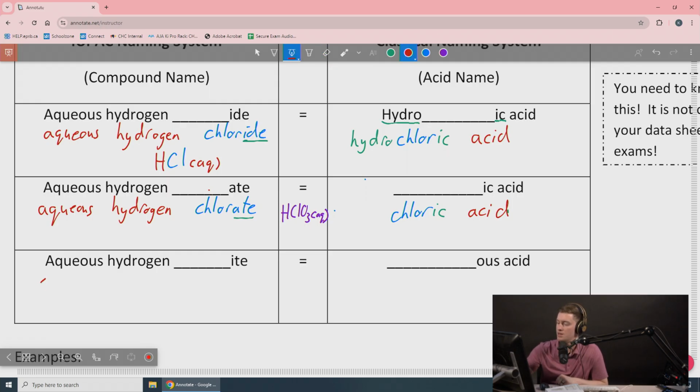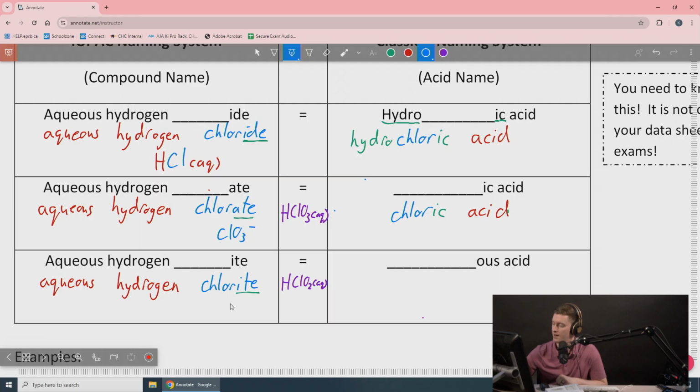Finally, we have some polyatomic ions that are going to end in "ite." So if you had aqueous hydrogen chlorite, I'm just going to write the name out first. This "ite" ending, aqueous hydrogen chlorite, would look like HClO2 aqueous, because chlorate is the ClO3 minus anion and chlorite is ClO2 minus. This compound with the ite ending, ite becomes ous. So this is going to be called chlorous acid.